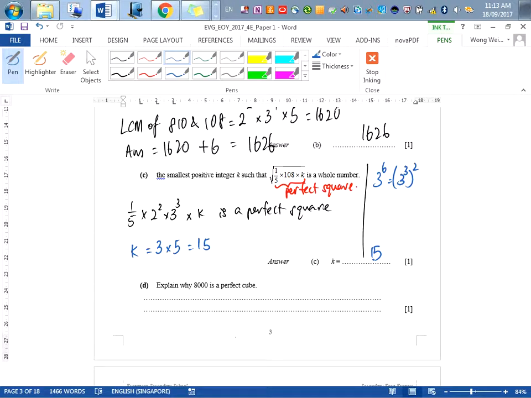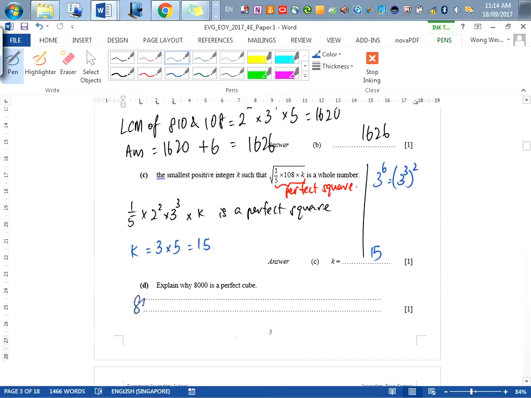D. Explain why it is a perfect cube. So, do you remember what Farisha just said? Why is 3 power 6 a perfect square? Ryan, what do you say? What is a multiple of 2? Yes, as long as the power is a multiple of 2, then it is a perfect square. So, in order to prove that something is a perfect cube, what do we need to prove? Yes, we want to prove that the powers are multiples of 3.